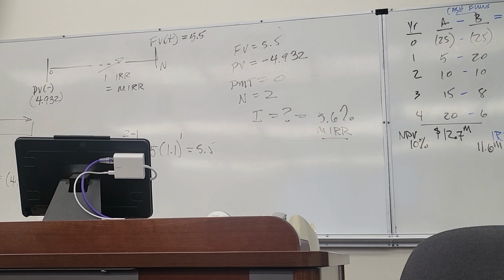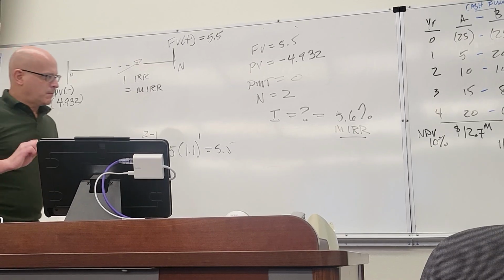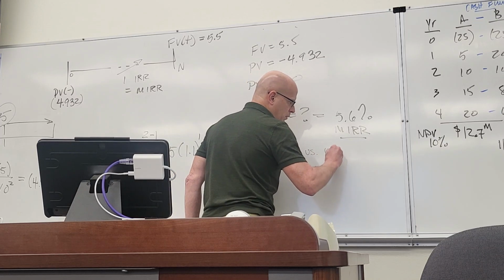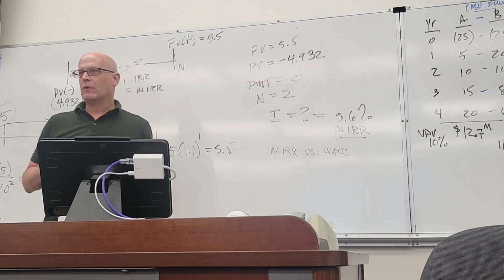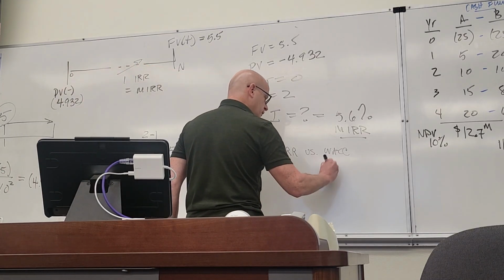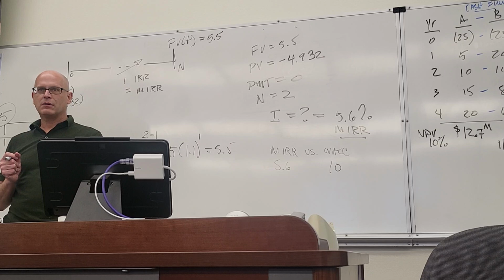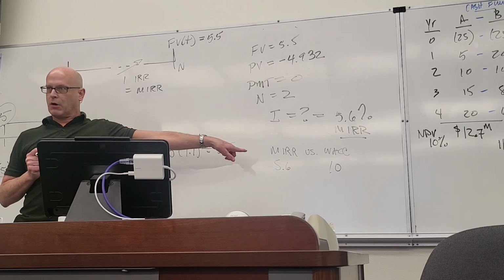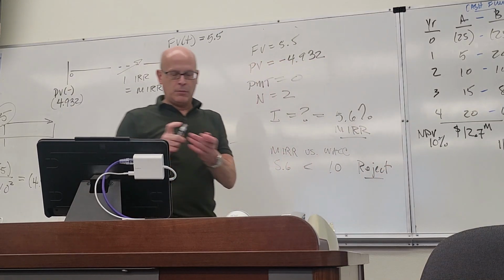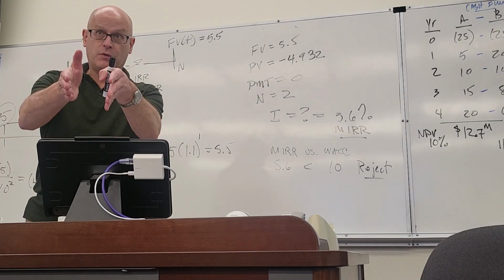How do I evaluate this? Is that a good or bad project? Well, here's what you do. You take the MIRR versus the WACC, right? Same kind of decision rule we had before. So the modified IRR is 5.6, the WACC is 10. What do you think we should do? Should we make the investment or not? No, because the MIRR is less than the WACC, right? So reject. By the way, the modified IRR should give you the same decision that the NPV rule gives you.